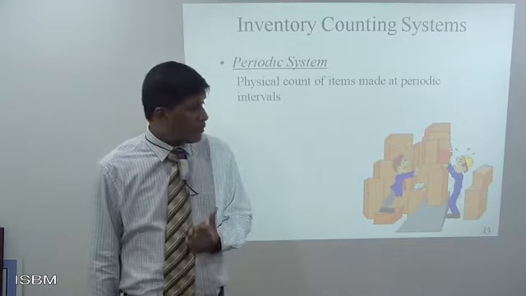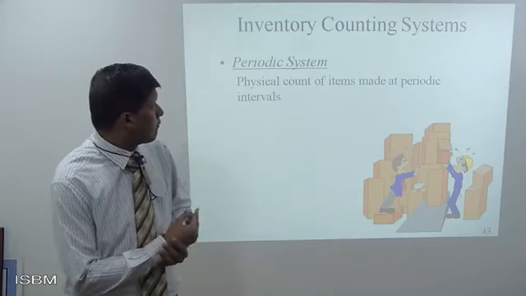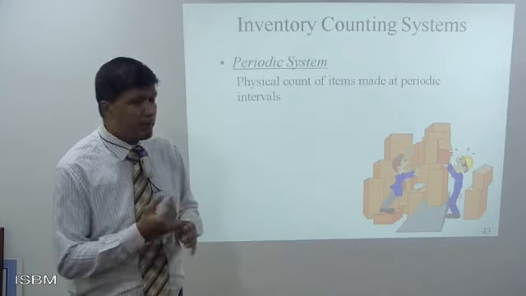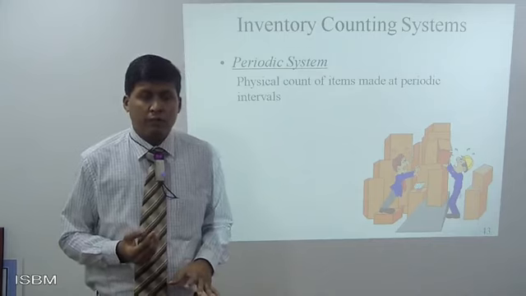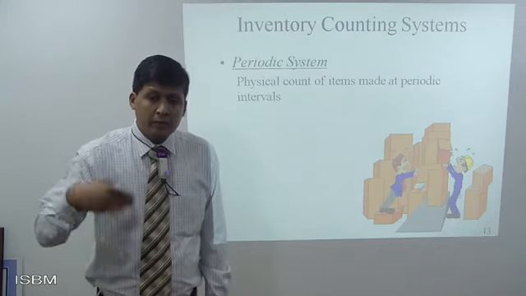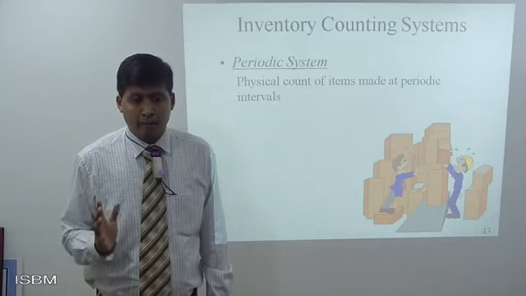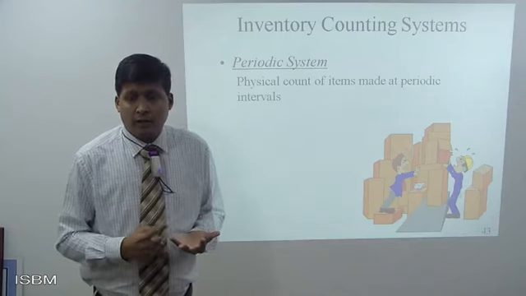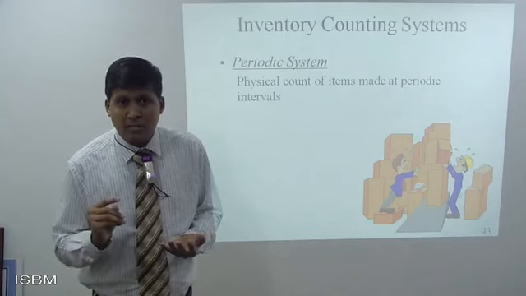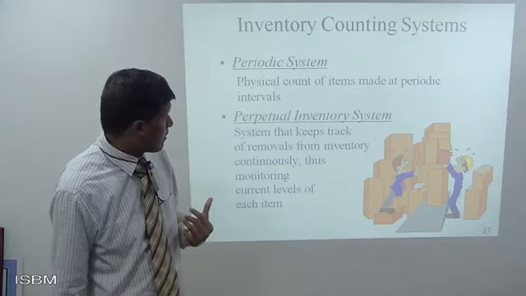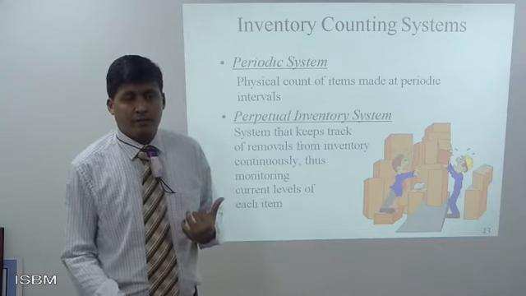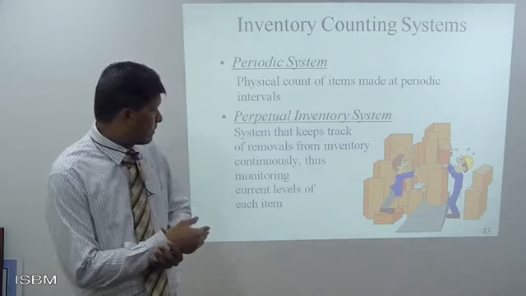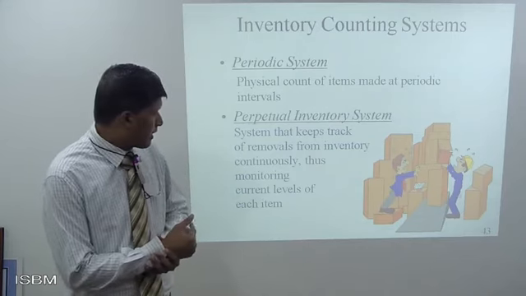Counting system. What are the counting systems we should be aware of? Periodic systems, wherein physical counts of items are made at periodic intervals. So even when we speak of inventories kept at a warehouse, we need to really count well and manage well, because there is always a chance of theft, pilferage, product getting damaged because it's not managed well. So periodic counting is important. Perpetual inventory system, that means we need to keep on updating it, a system that keeps track of removal from inventory continuously, thus monitoring current levels of each item.